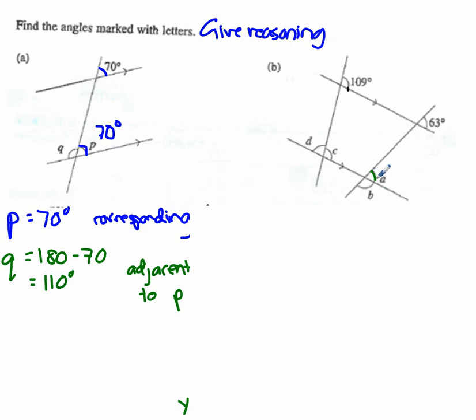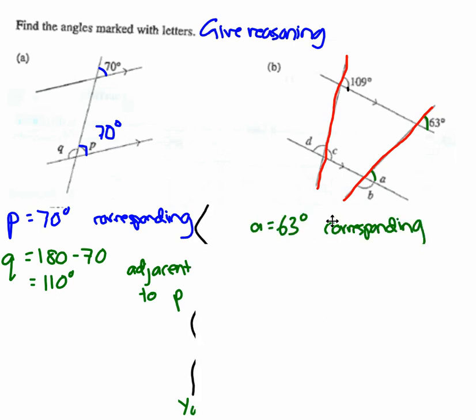So A happens to be corresponding with 63 degrees. See, there's two transversals. The parallel lines are going here, plus there's one transversal here, and there's one transversal here. So these two red lines are both actually transversals. The parallel lines are the other lines. So A is corresponding because they're both on the same side of the transversal, and they're both in the same position relative to the parallel lines, both above the parallel lines. So you can say that A is 63 degrees, and the reason is that it's corresponding angles.